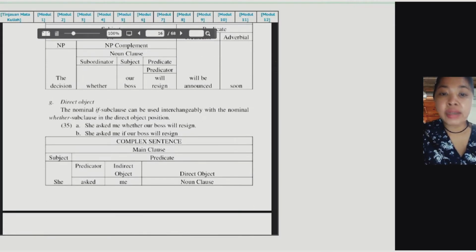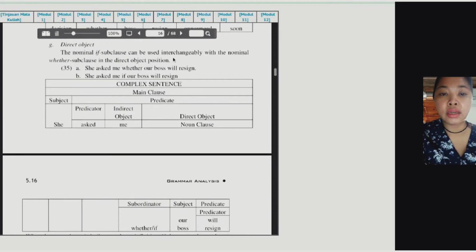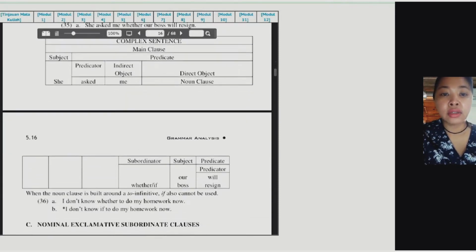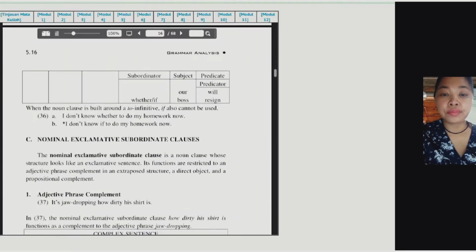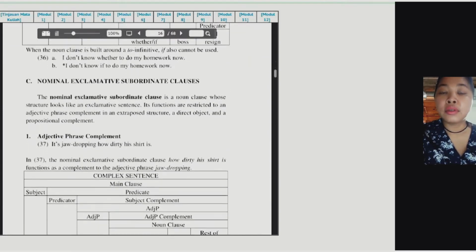And for direct object, here is subject, predicator, and after that is indirect object, and it goes to direct object for the noun clause. Like she asked me whether or if our boss will resign. Now we go to the next one, which is nominal exclamative subordinate clauses.